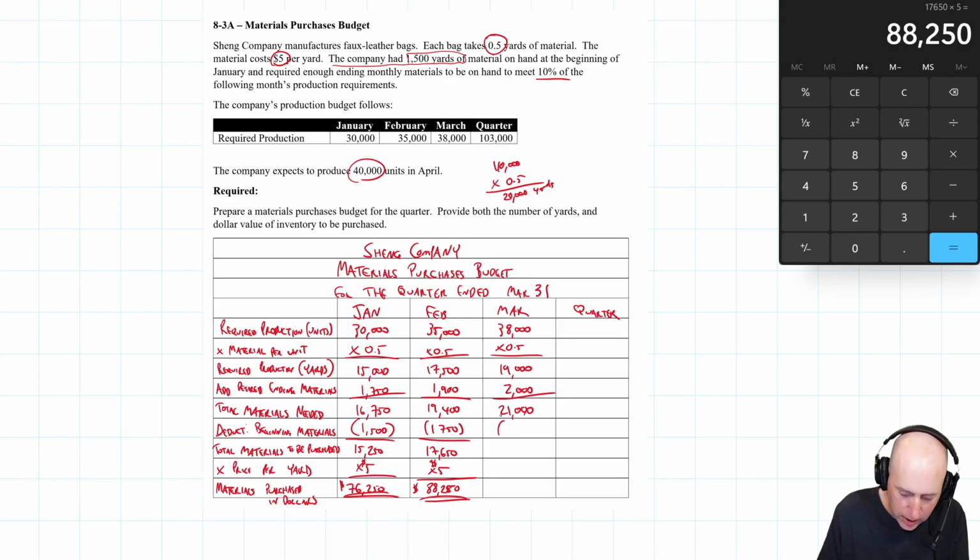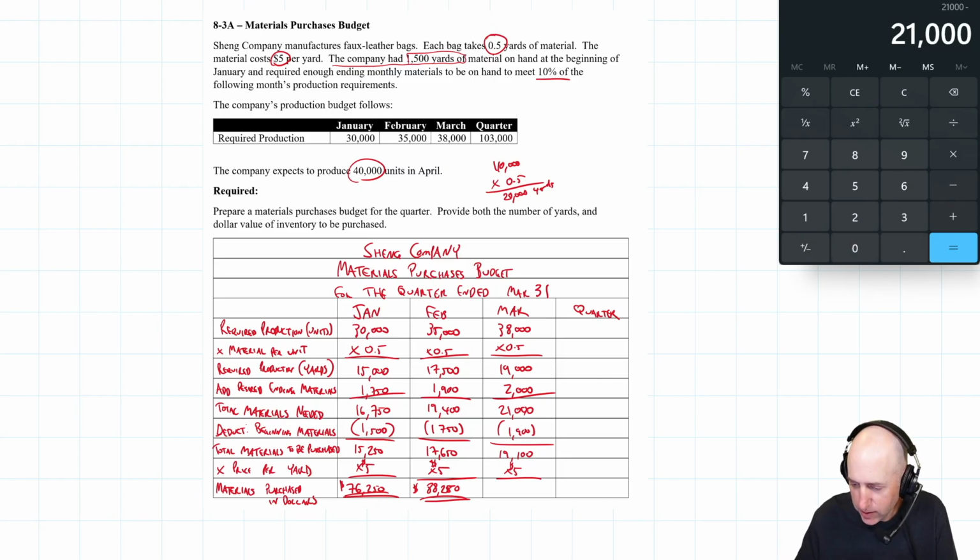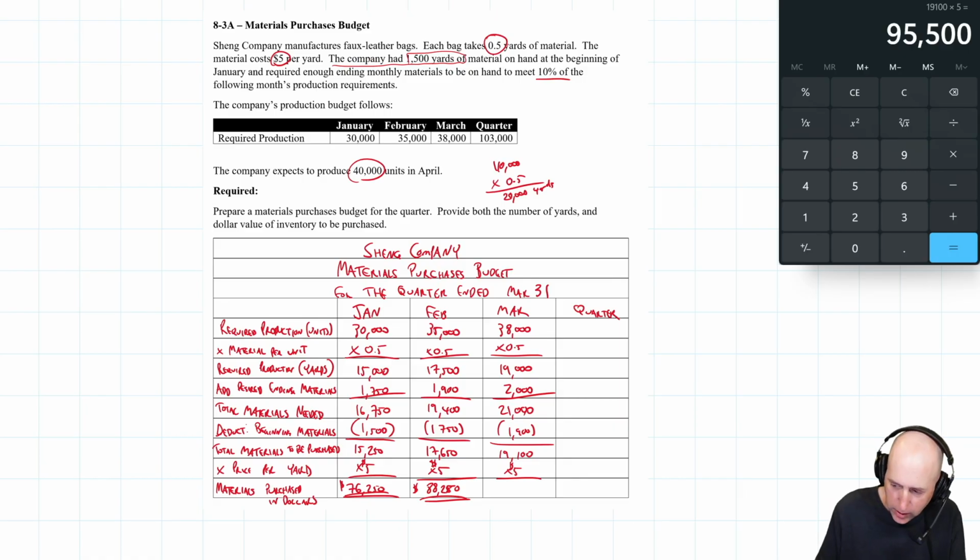I deduct the beginning, which was 1,900. The beginning of March is the end of February, and the end of February is 1,900. 21,000 minus 1,900 is, what is it? 19,100. Math in one's head is hazardous, so let's make sure on that. 21,000 minus 1,900, yes, 19,100. Times 5 is $95,500.